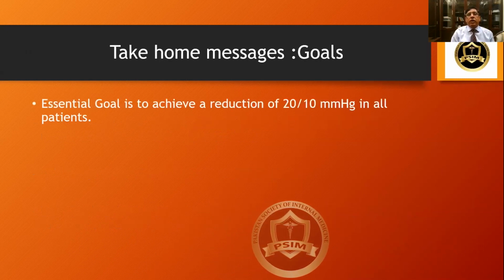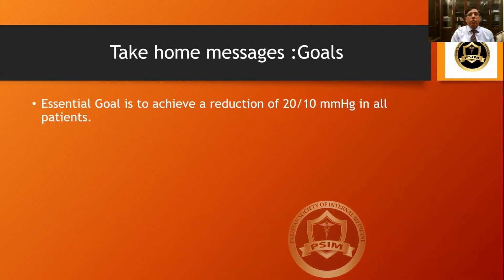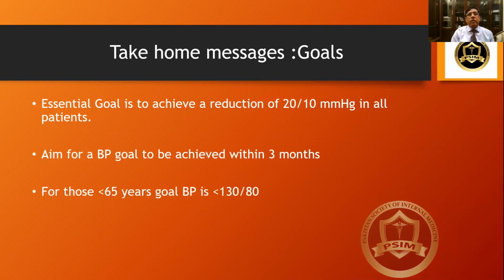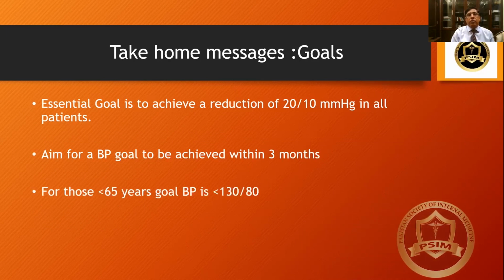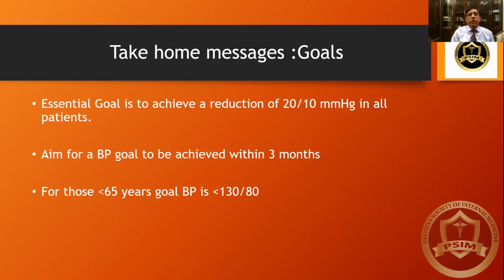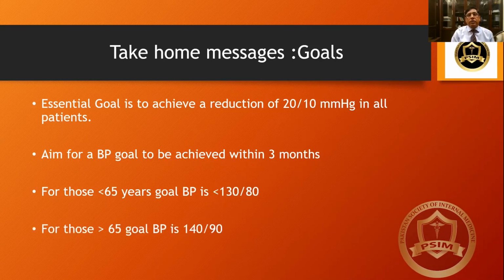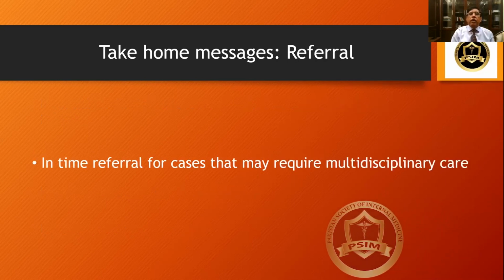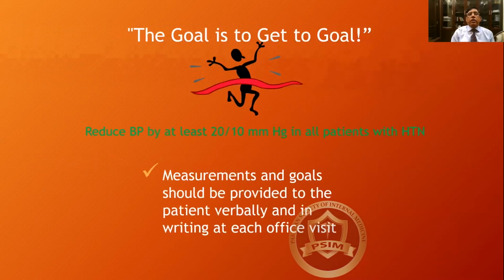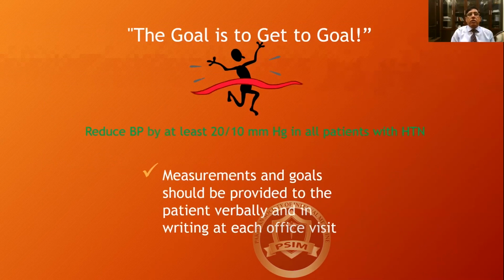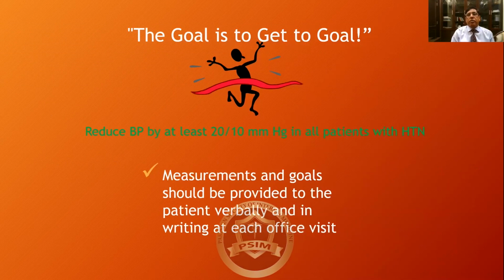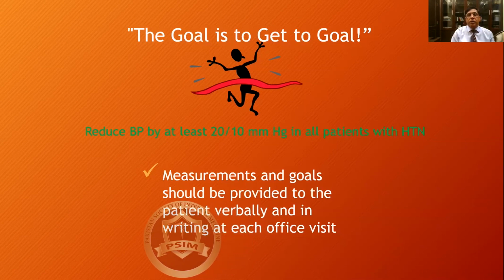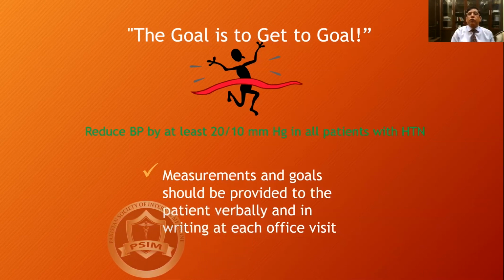The essential goal is to achieve a reduction of 20 by 10 millimeters in all patients. Aim for a BP goal to be achieved within 3 months. For those less than 65, the BP goal is less than 130/80. For those more than 65, the goal BP is 140/90. Make timely referral for cases that may require multidisciplinary care. The goal is to get to the goal, reduce BP by at least 20 by 10 millimeters in all patients with hypertension. Measurements and goals should be provided to the patient verbally and in writing at each office visit.